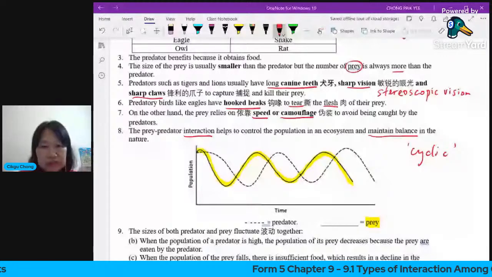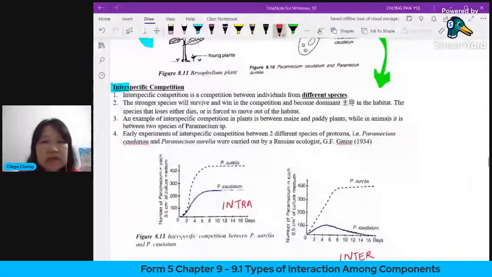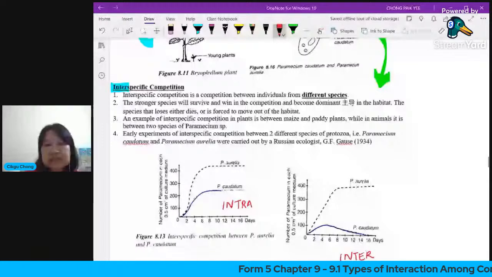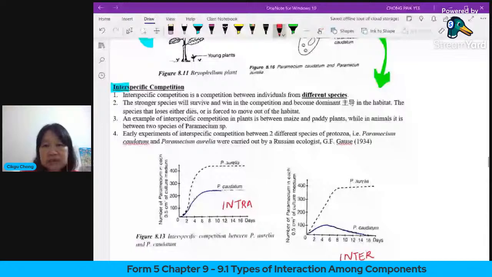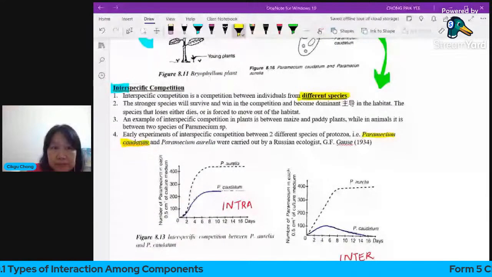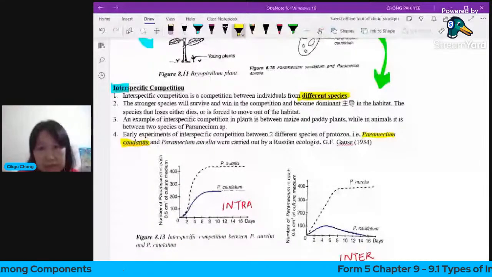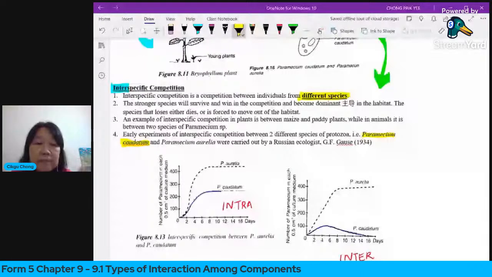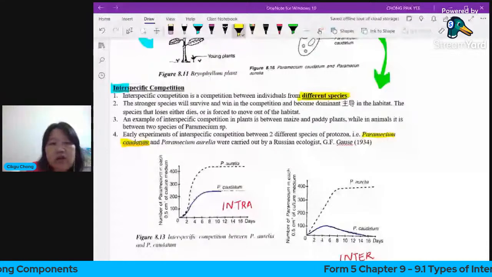Inter is between individuals from different species. Be careful here: different species. How do you know they are different species? Look at the scientific name, which you learned about. Paramecium cordatum is one type, and the other is Paramecium aurelia. The genus is the same, but the species name is different. This shows that they are different species. So when Paramecium aurelia and Paramecium cordatum grow together, it's considered interspecific, because they are different species, even though the genus is the same.